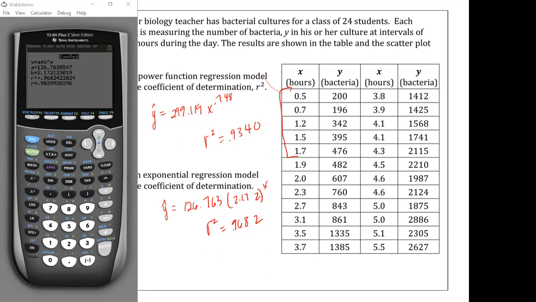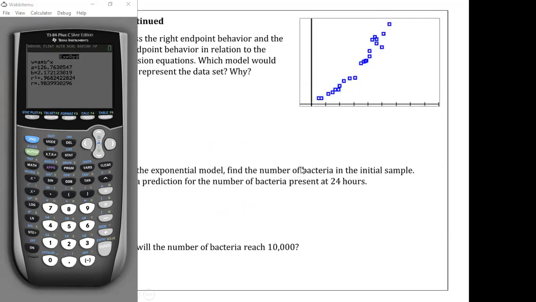All right, so let's talk about why I store both. Because inevitably, there's going to be a question that asks you to make a prediction using your models, right? So if I already have these models and I've already stored them in my calculator, I can easily use the table that exists to evaluate.